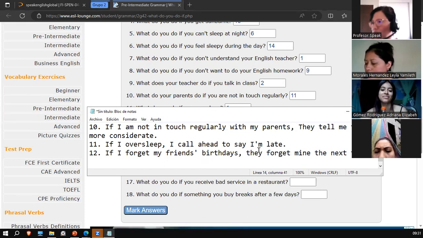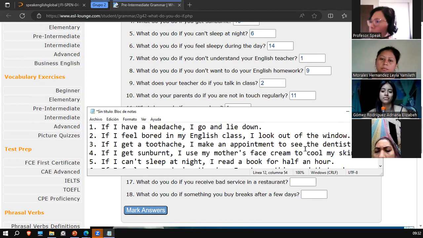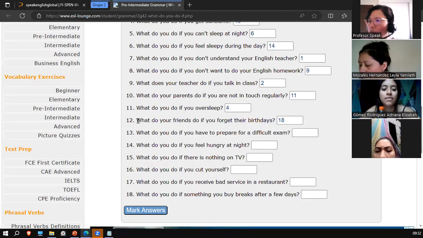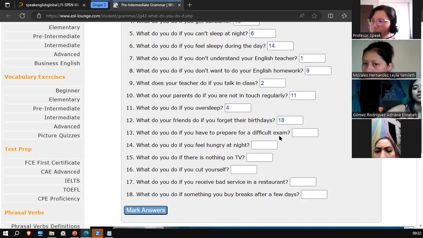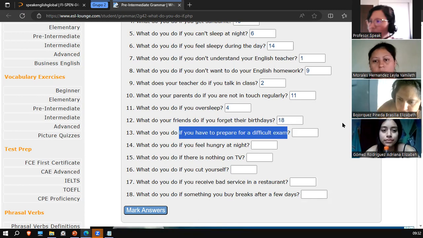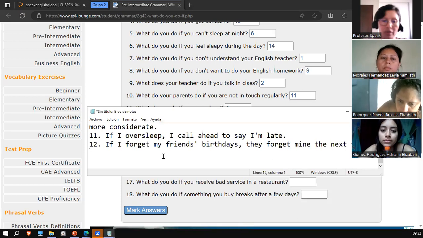Ah, some capital letters have been left here that shouldn't be. This one shouldn't be here. Then, what about number 13? What do you do if you have to prepare for a difficult exam? Number 5, okay. First I'm going to build it here. Number 13, right?